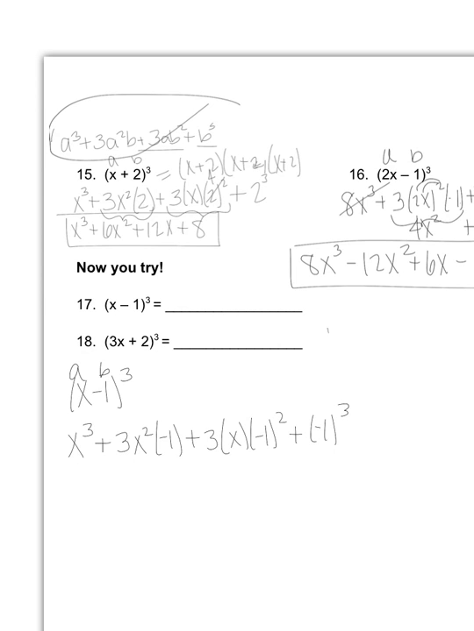So that would be x cubed minus 3x squared. Negative 1 squared here is going to give me a positive 1, so that would make positive 3x. And then negative 1 cubed is a negative 1.